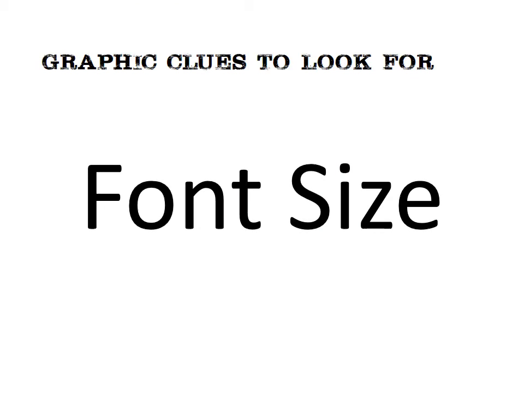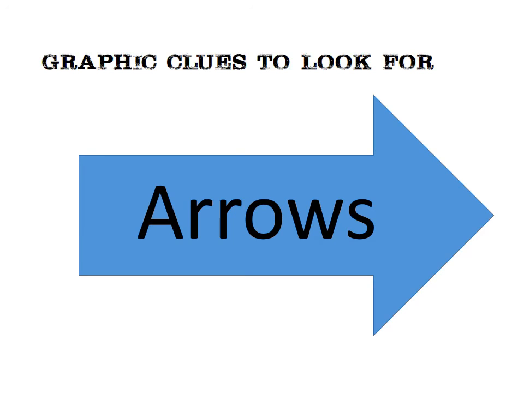Some of the graphic clues to look for include font size. Headings are typically largest, subheadings are medium, and the text is smallest. With the headings being largest, that is typically the most important information, the titles or the topic for different areas of the graphic. Always look for arrows or lines in the text. They can direct your reading from one point to another. Follow the arrows because the creator of the graphic text wants you to read that in that particular order.